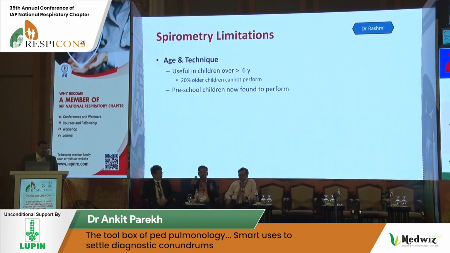Second is that spirometry may sometimes underestimate. That means the child has severe asthma, but the spirometry may be normal, or you have classified the child as having moderate asthma and the spirometry may show some severity in the abnormality. So there may be discordance with the symptoms.